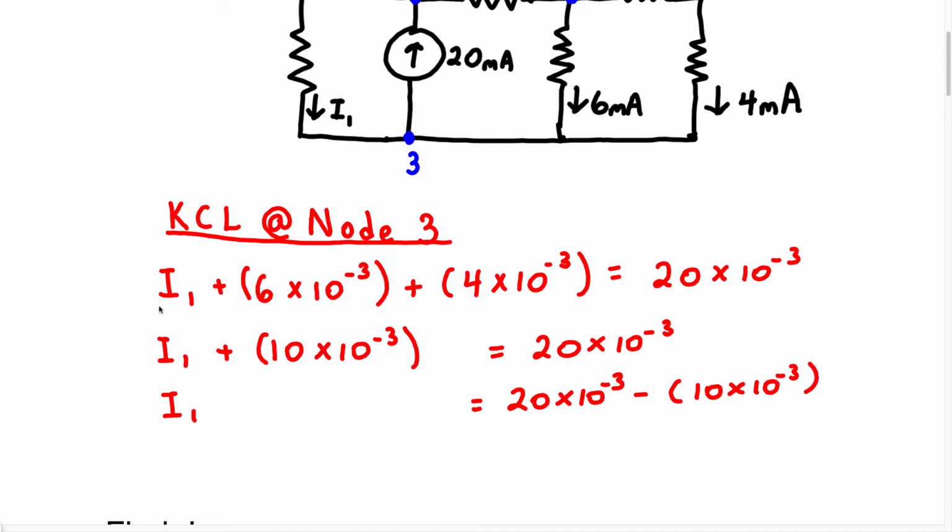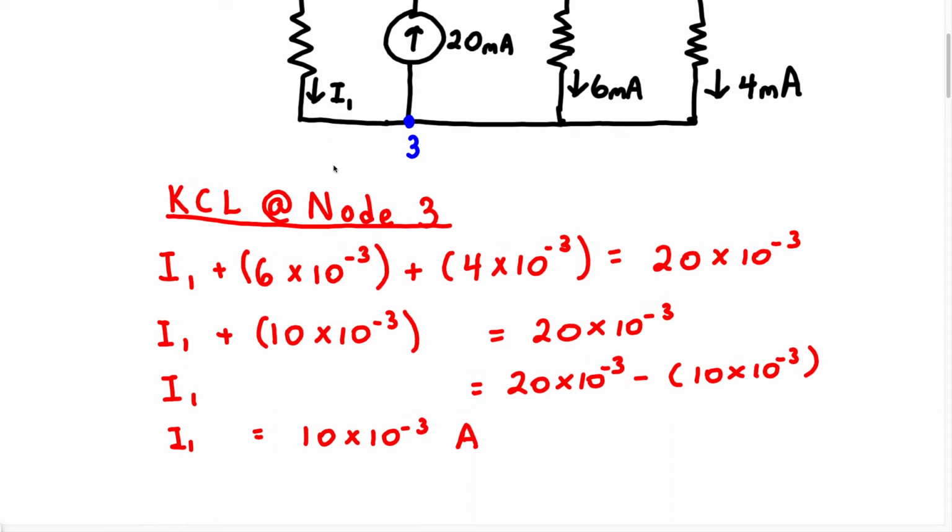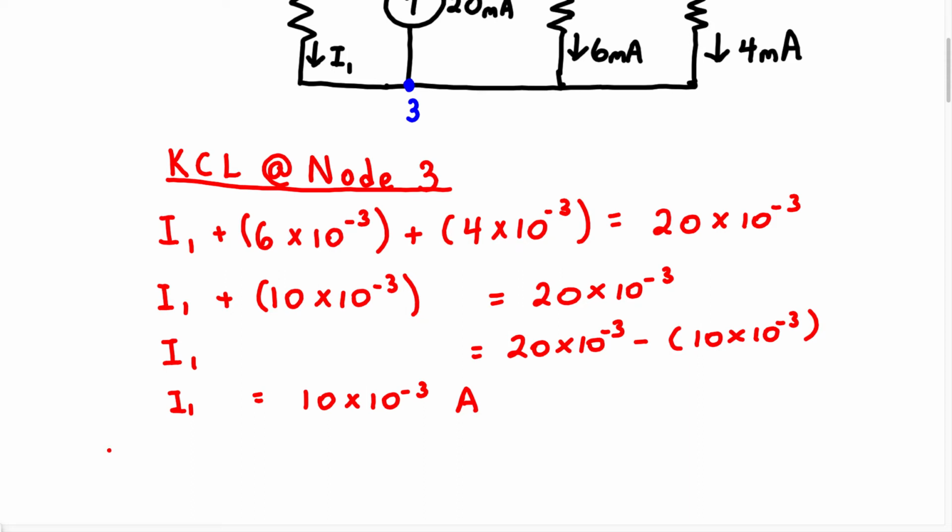Now when you solve for this, I1 is going to equal 10 times 10 to the minus 3 amps. Therefore, we can write it as I1 equals 10 milliamps. So this is going to be our answer for the current in I1.